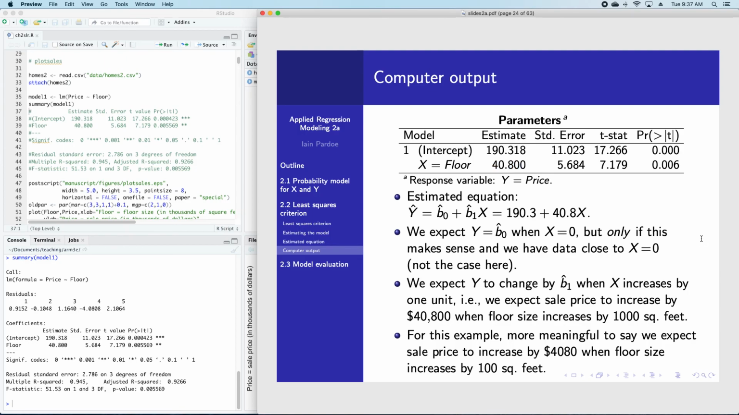So we've talked in this video about how to estimate the equation of the model, and in the next few videos we're going to talk about how to evaluate the fit of the model. So we're going to think about different ways of measuring numerically how well the model fits the data.